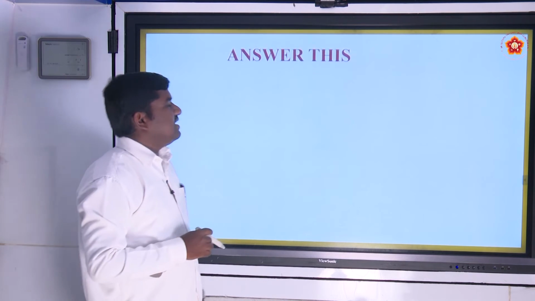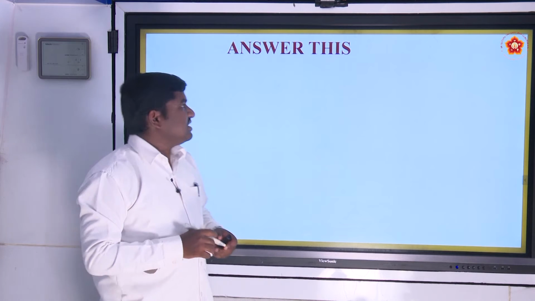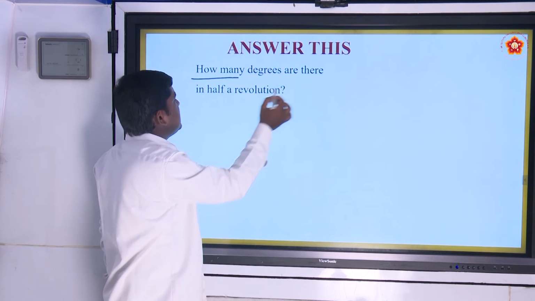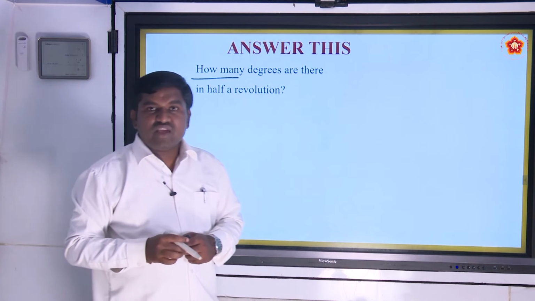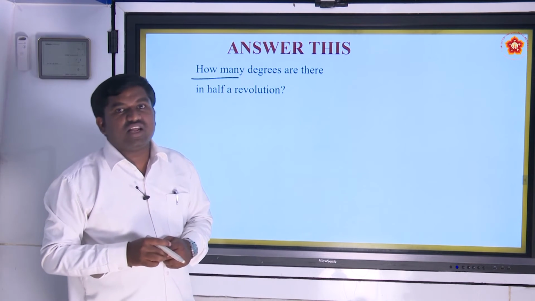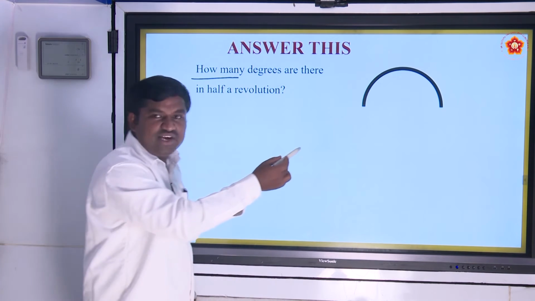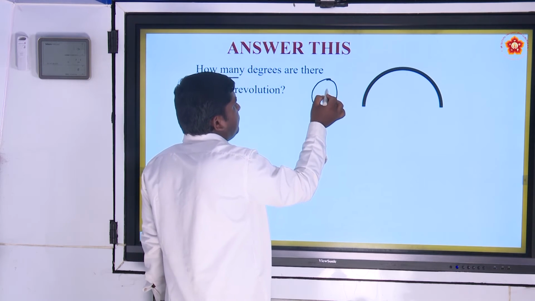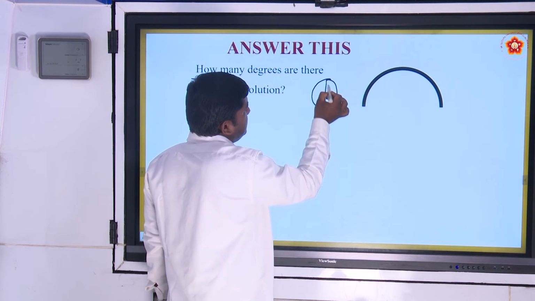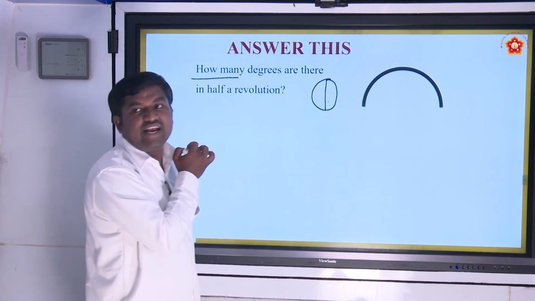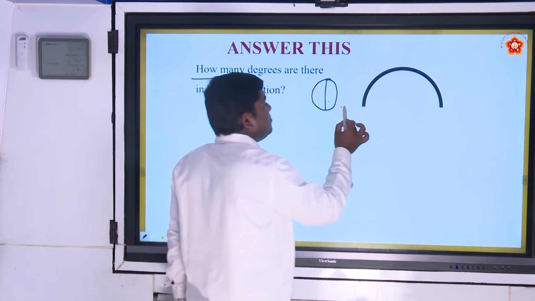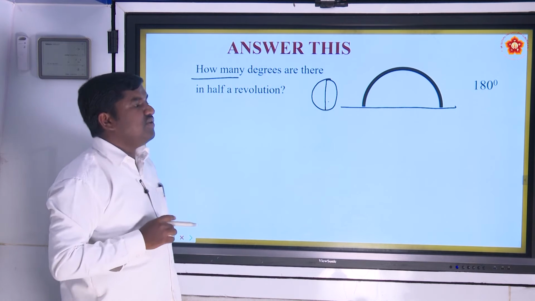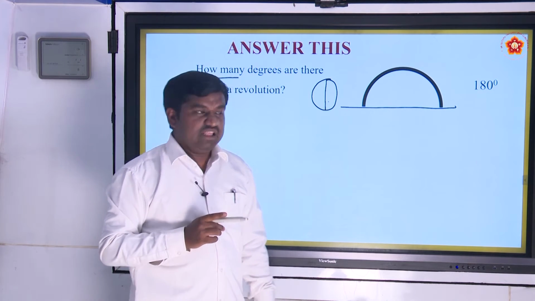Next, let us answer this. How many degrees are there in half a revolution? See, this is half a revolution, this is a circle from here to here. This is also half of a revolution or straight angle. What is the degree? Yes, that is 180 degree.